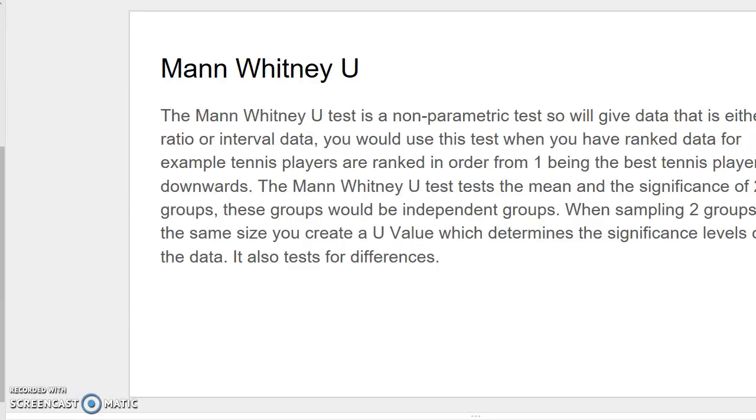The Mann-Whitney U test. This is a non-parametric test, so it will give data that is either nominal or ordinal data. You would use this test when you have ranked data. For example, tennis players are ranked in order from 1, as I said earlier. The Mann-Whitney U test tests the mean and significance of two groups. These groups would be independent groups. When sampling two groups of the same size, you create a U value, which determines the significance levels of the data. It also tests the differences.